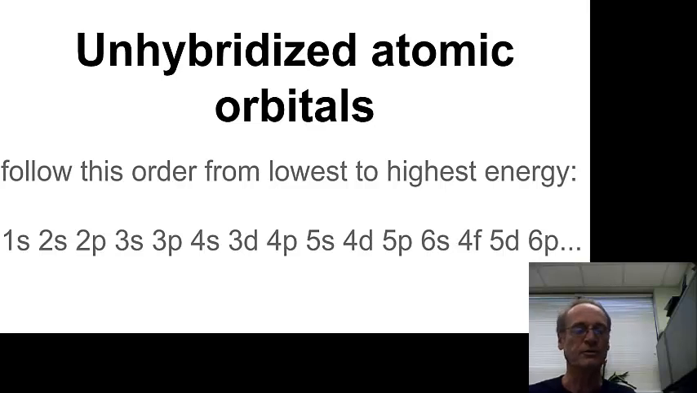In the order you learned in general chemistry: 1s, 2s, 2p, 3s, 3p, 4s, 3d, 4p, 5s, 4d, 5p, and so on. There are a number of ways you can remember that. Probably the easiest is just to look at the periodic table.